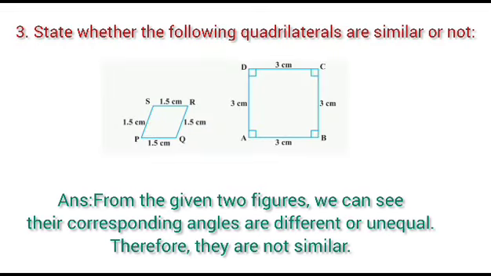Here is another question. State whether the following quadrilaterals are similar or not. The answer is, from the given two figures we can see that corresponding angles are different or unequal. Therefore, they are not similar.